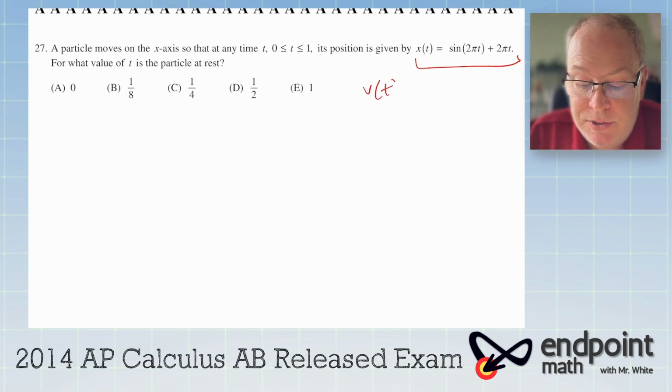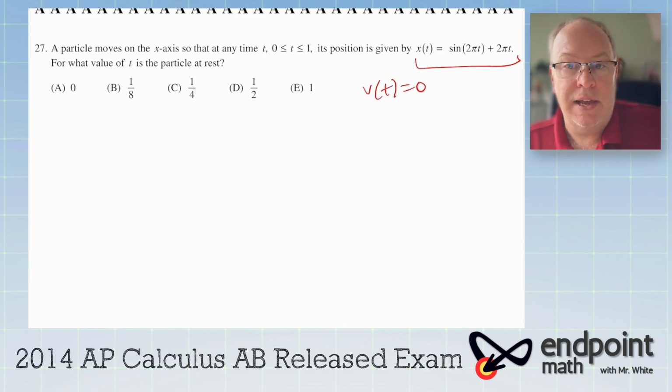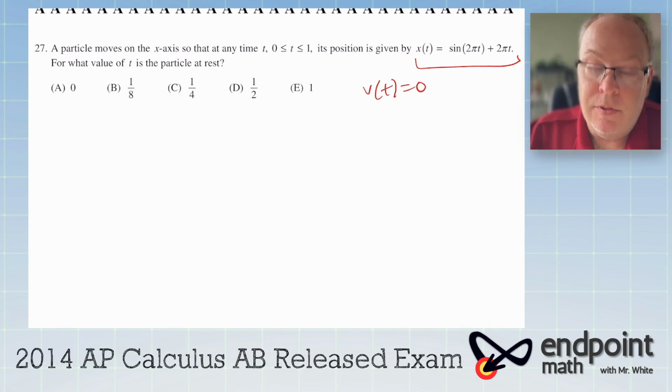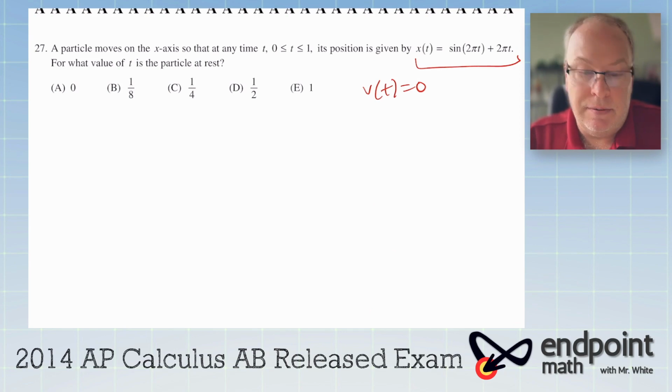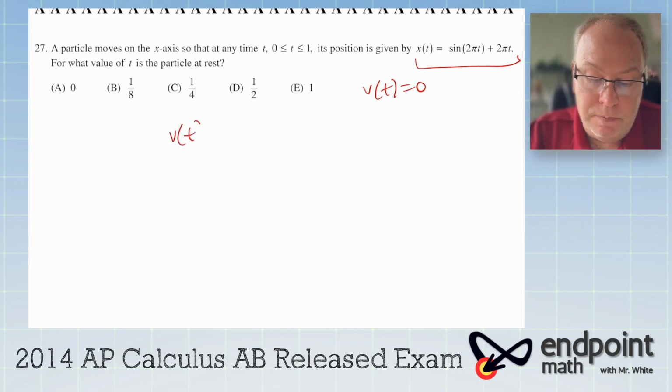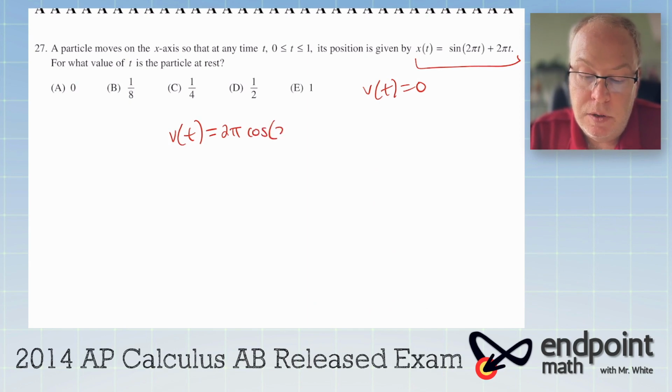Velocity has to be 0. Velocity has to be 0 for this thing to be at rest. So we better take the derivative of the position because that's velocity, right? So the velocity function would be 2 pi cosine 2 pi t.